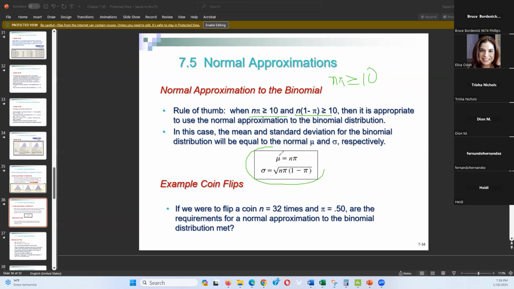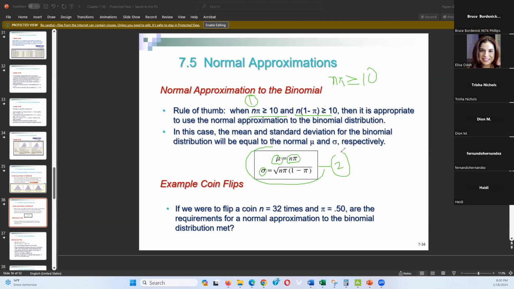But for a normal distribution, you need mu and you need sigma. How do you calculate them? n multiplied by pi is mu, and the square root of n pi (1 minus pi) is sigma. So before entering, you have to calculate the mean and standard deviation based on the binomial. Then you can deal. So the first condition is this, the second is this, and the rest is the same.